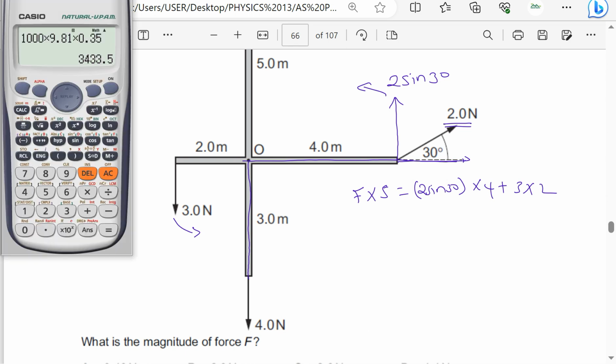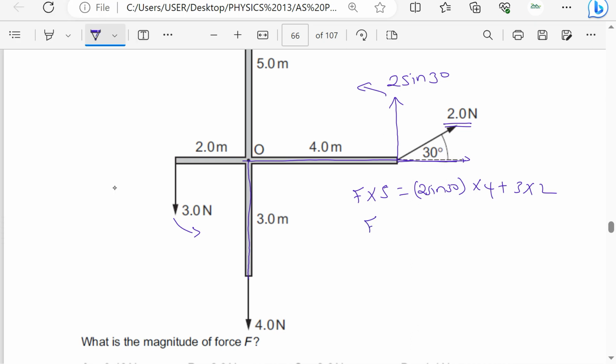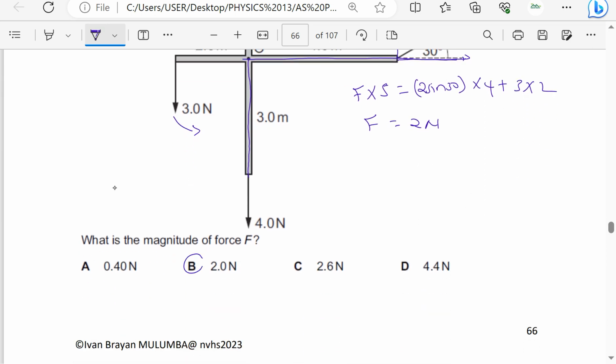So we just check this. That will be 2 sine 30 is 1, that becomes 4, plus 6, which is 10, divided by 5, which is 2. So F is equal to 2 newtons. So the answer here is going to be B.